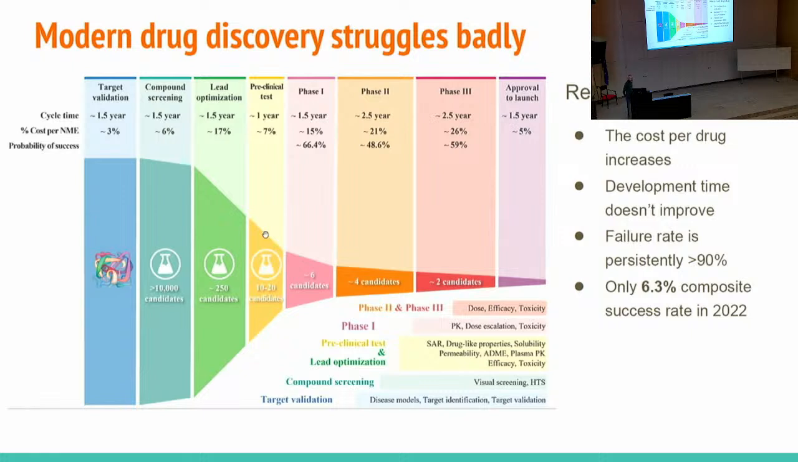And as you can see here, there is a funnel of drug discovery where you go from the target validation to the clinical trials, and at each stage you are losing some of the candidates until you end up with this 6%.